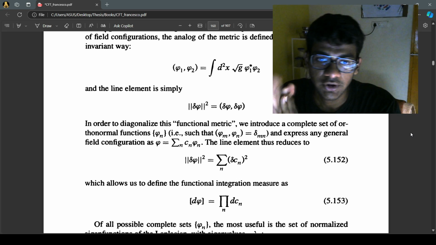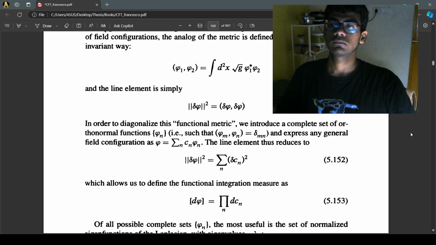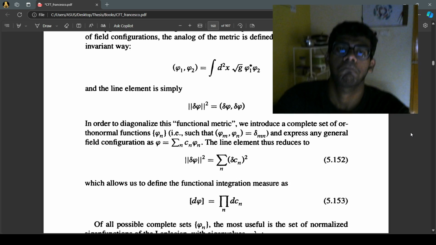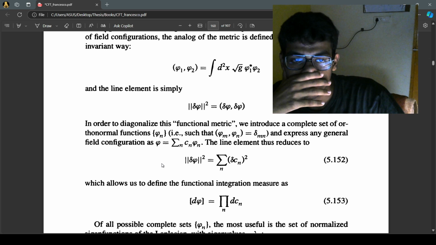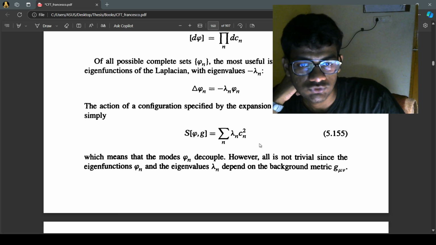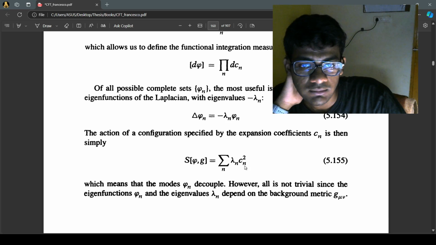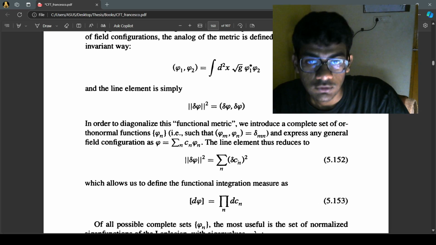Diagonalize this functional metric, we introduce a complete set of coordinates. The line element is reduced. Of all possible complete sets, the most useful is this. So do you see this? Do you see how the action can be written as this?